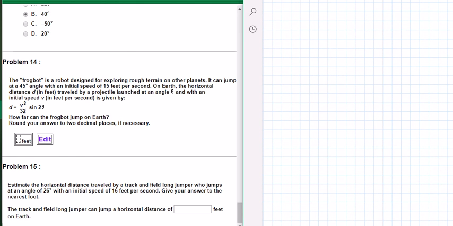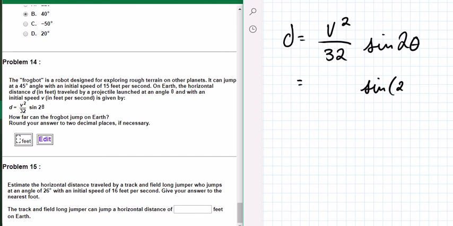Alright, so they give you a formula. Since they give you a formula, especially if this is the ACT, here's what you do. You box it, and then you just try to fill in the variables with what they're saying. So they said 45-degree angle. Well, what variable does the angle go in for? That would be theta. Alright, so this is the sine of 2 times 45. And it says initial speed, or velocity, of 15 feet per second. So this is 15 squared over 32. So working it out step by step, that is 225 over 32 times the sine of 90.